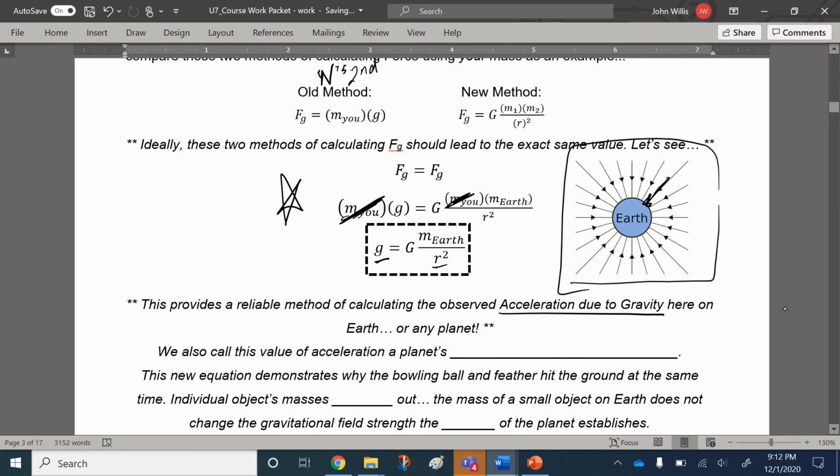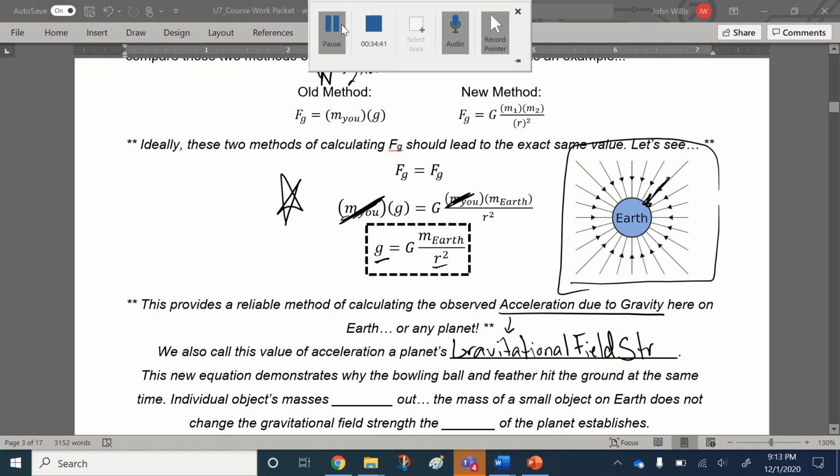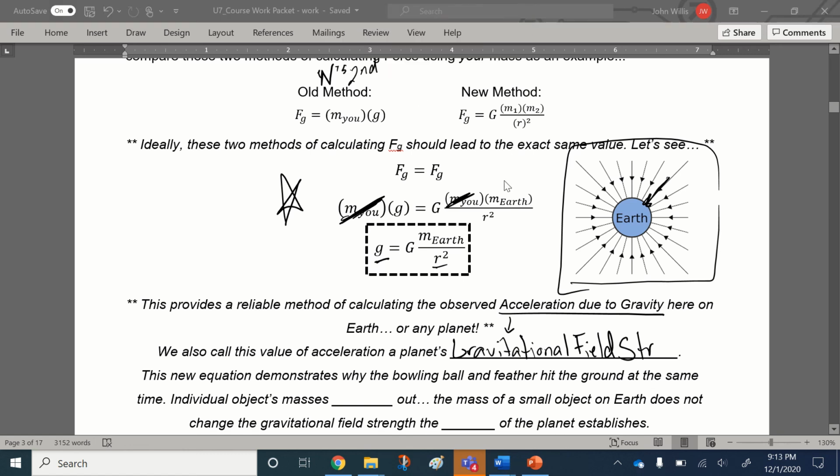So we also call this value, and this is what I'm going to call it from here on out, acceleration due to gravity, or the gravitational field strength.